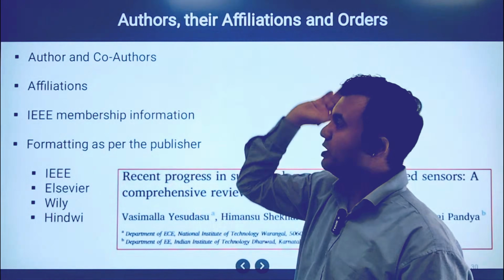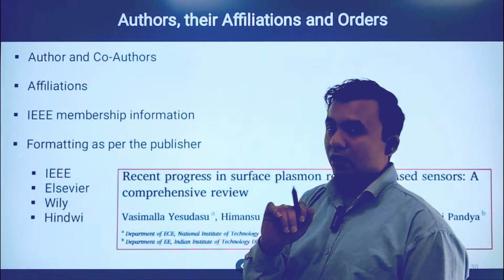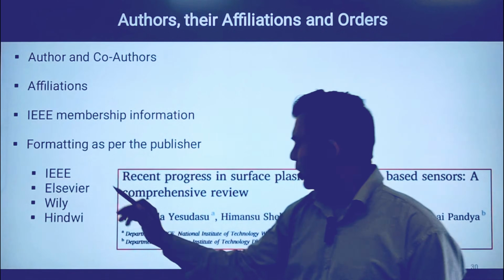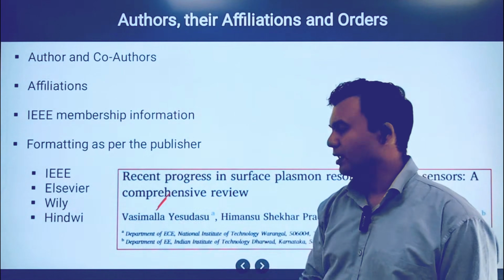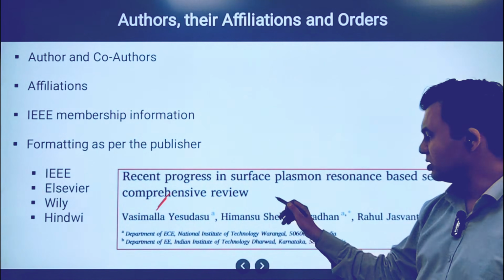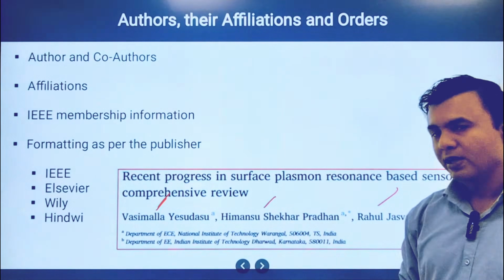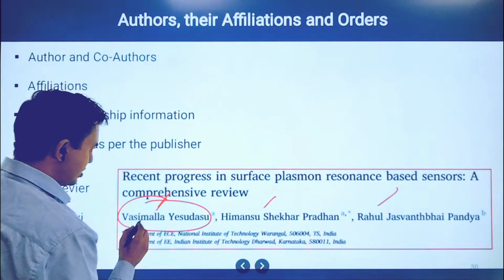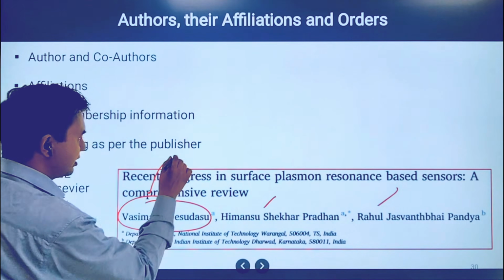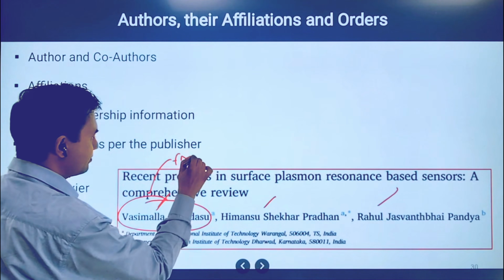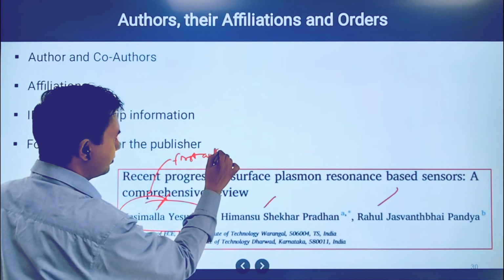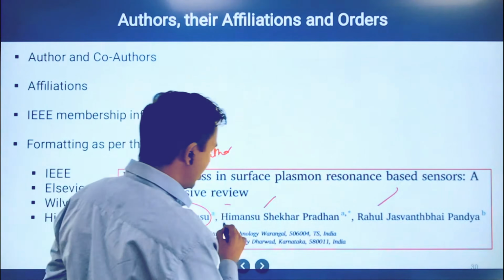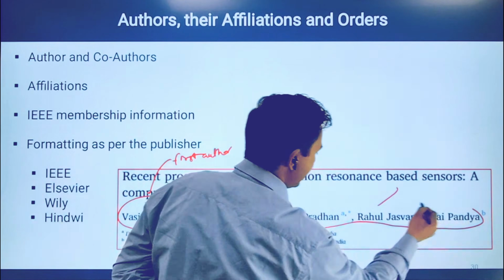Authors and their affiliations. The first author will always be first, and then there would be the co-authors subsequently. This is called a first author. This is a first author. And this is a co-author. These are the co-authors. These two are the co-authors.